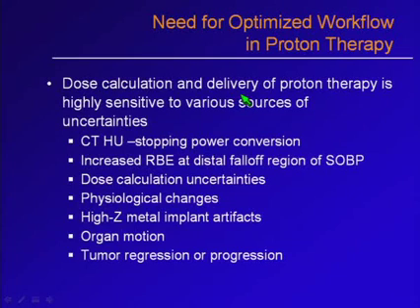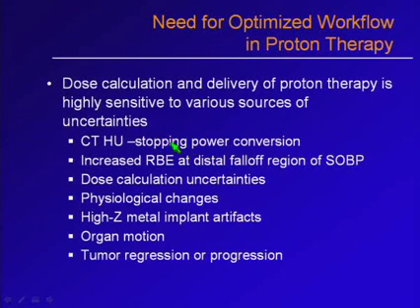So the need for optimized workflow in proton therapy comes from the fact that the dose calculation and delivery of proton therapy is highly sensitive to various sources of uncertainties, and some of them were discussed at the Monday morning SAM panel discussion that we had.